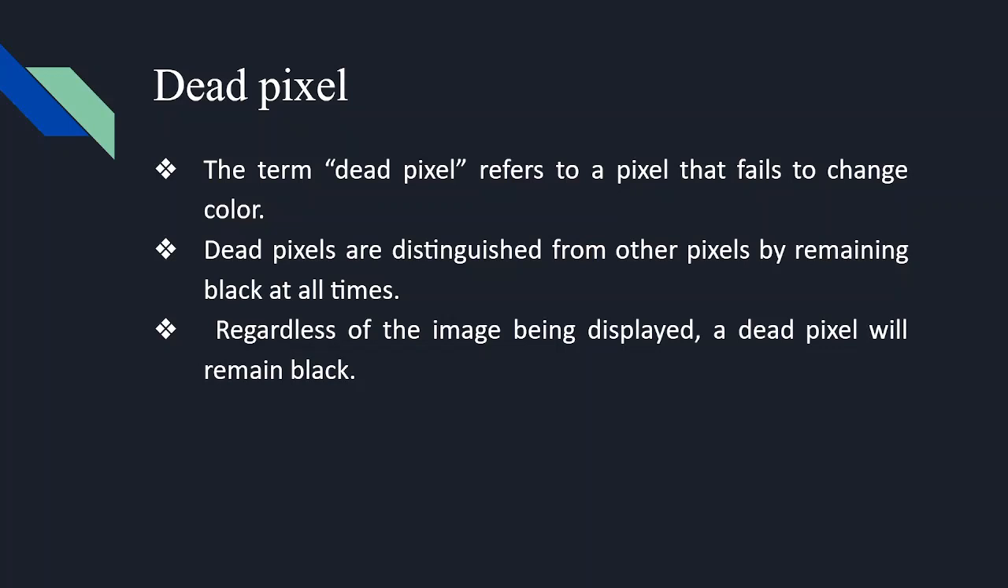Next is dead pixel. A pixel is generally used to change colors, but a dead pixel is a pixel which fails to change color. Dead pixels are distinguished from other pixels by remaining black at all times because they don't change any color. Regardless of the image being displayed, a dead pixel will remain black.